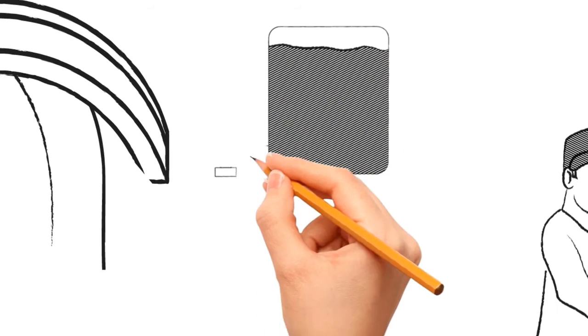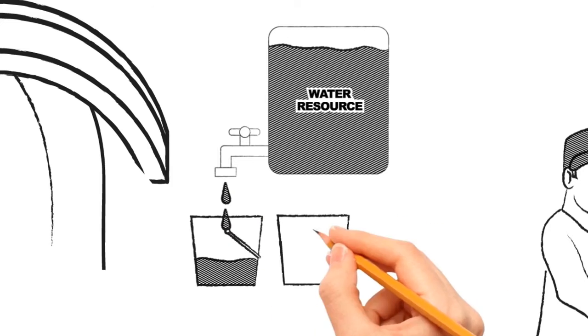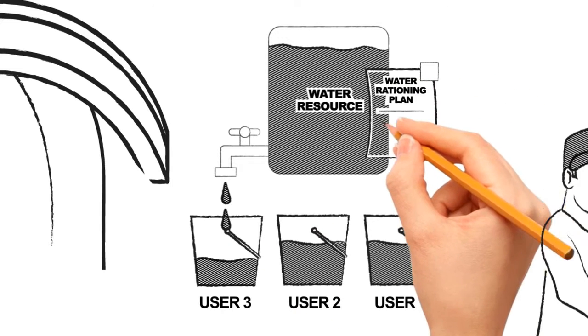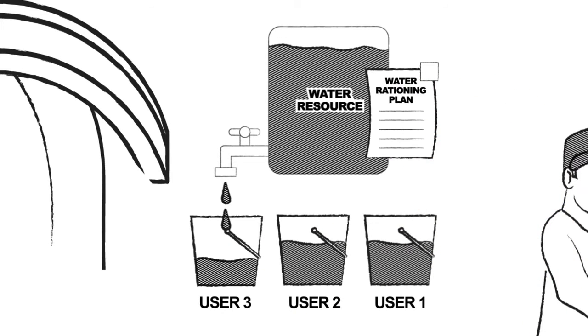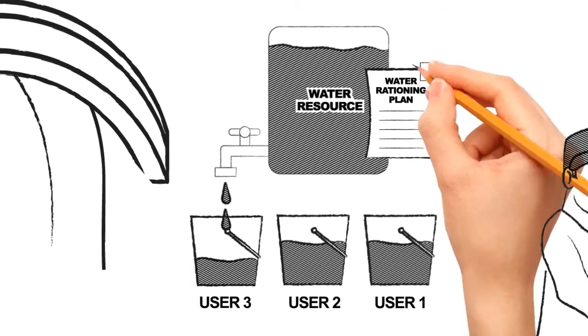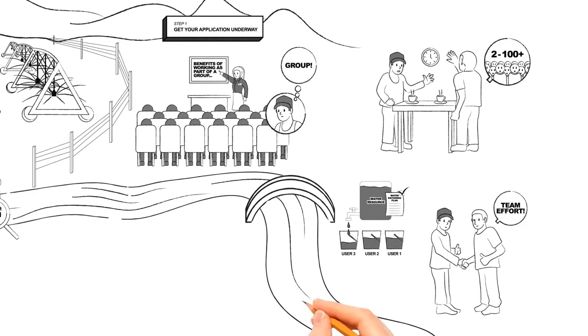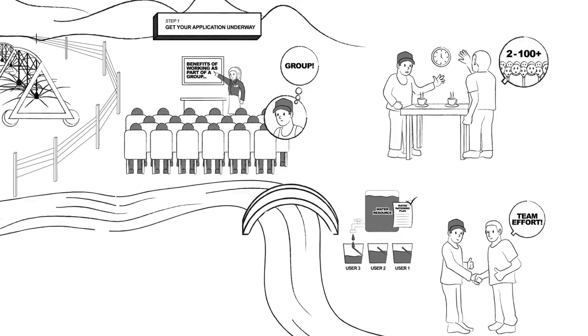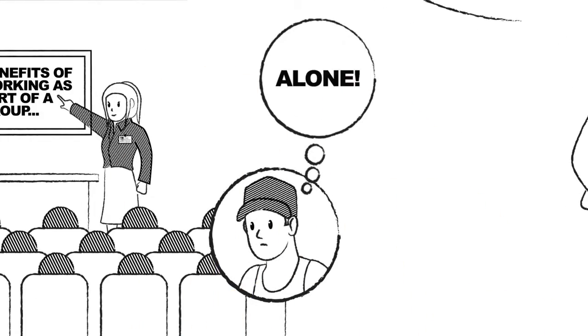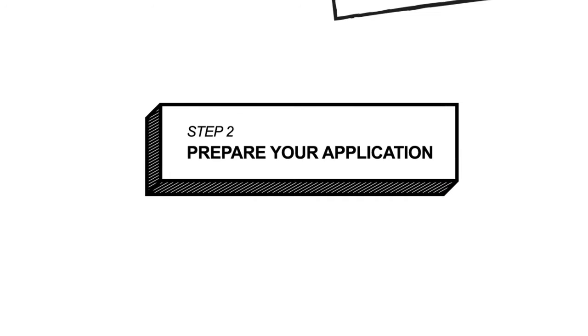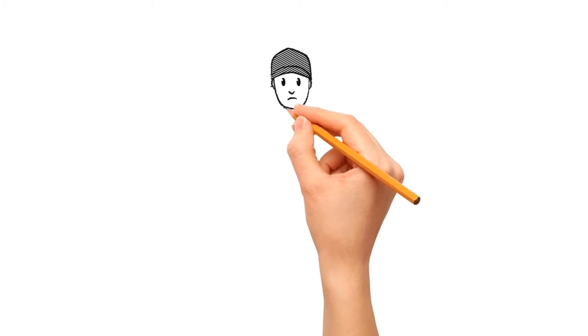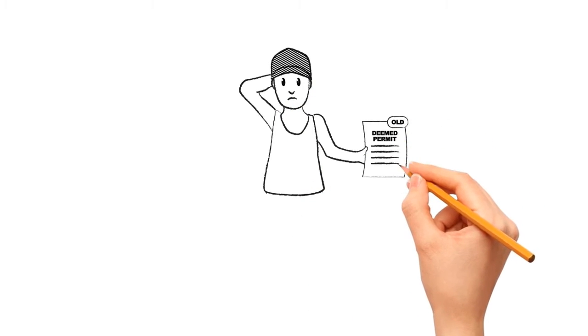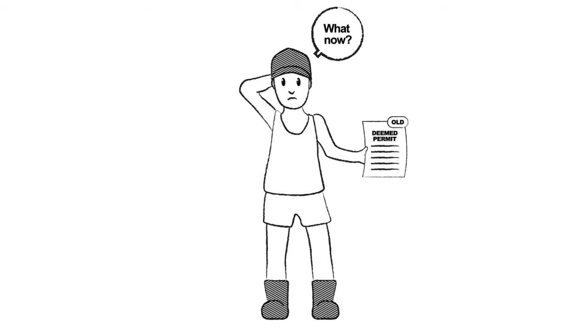One of your main jobs will be to help nut out a water rationing plan that all users in your group will abide by in the dry times. This plan will need the okay from the ORC, and once okayed, your group will manage the rationing process on the ground. There are big benefits to working as a group, but you can choose to go it alone. Whichever option you select, the steps in the application process from here on in are very similar.